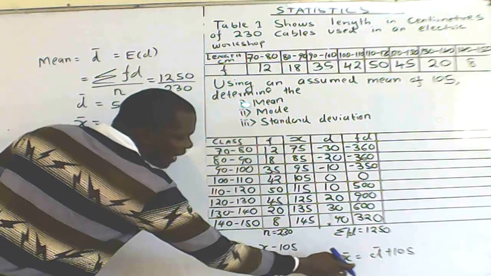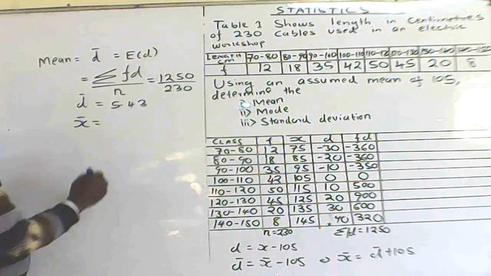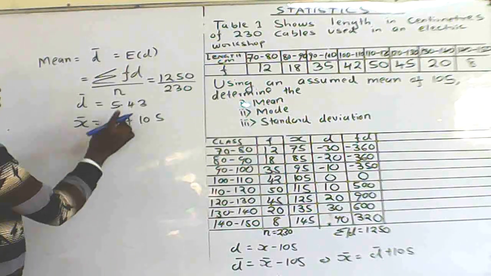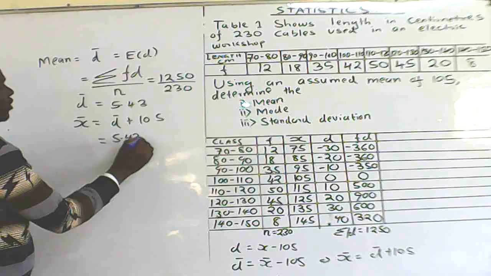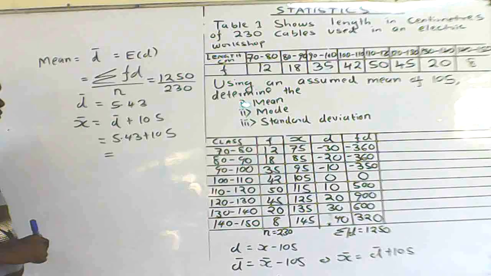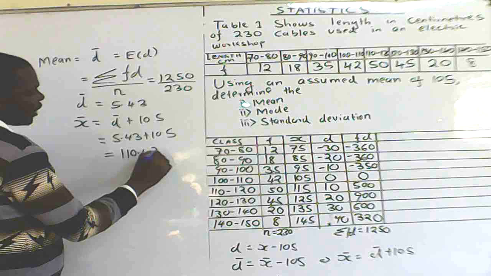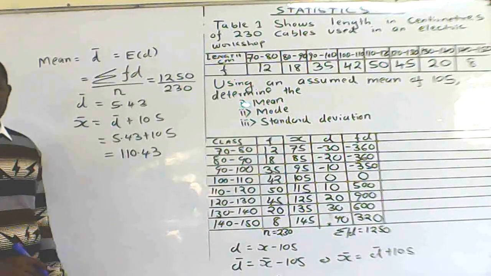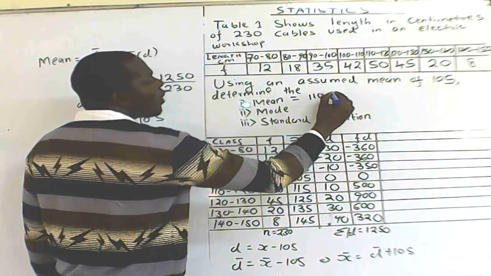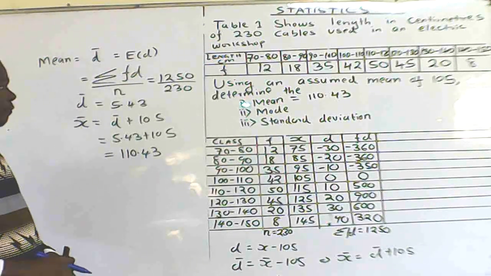So what is the mean of x as we demonstrated there? X, when we make it the subject, it was the mean of D plus the assumed mean, isn't it? Yes. Are we together? Yes. So the mean of x is the mean of D plus the assumed mean 105. Mean of D is 5.43 plus the assumed 105 to get the mean of x to be 110.43. So we found the mean to be 110.43. Are we together there?